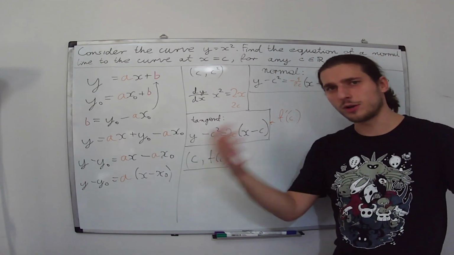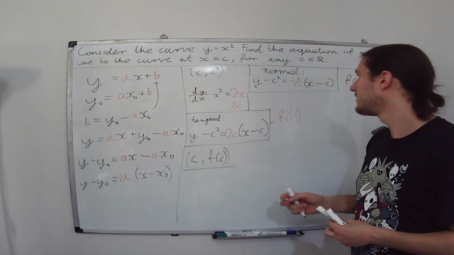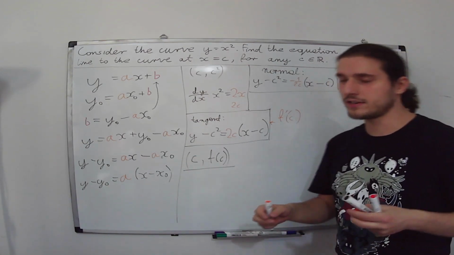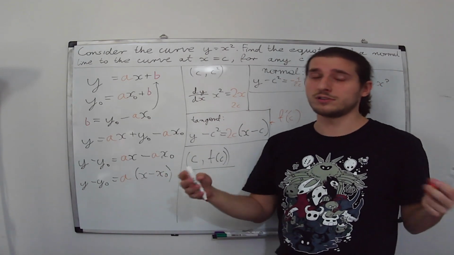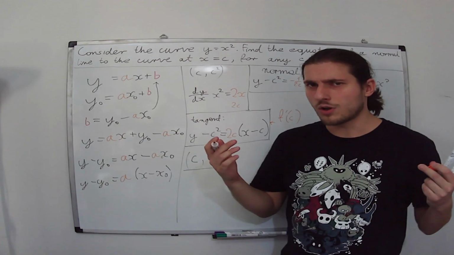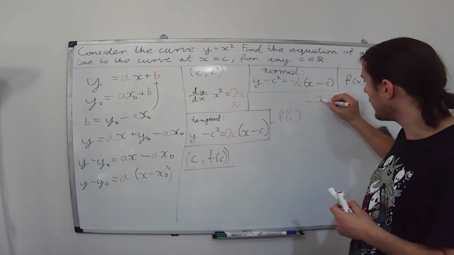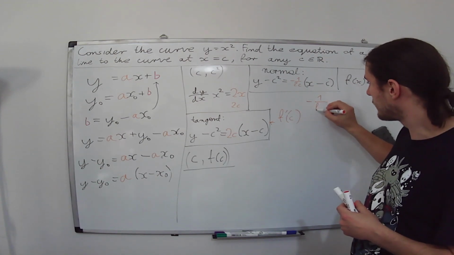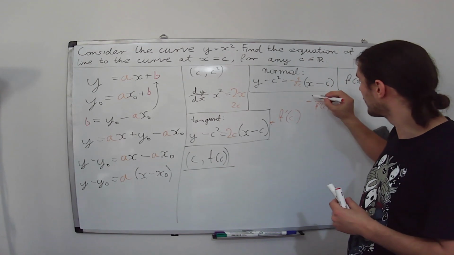Okay, we can follow it further. What about the normal line? Well, we know that the gradient of a normal line is the negative reciprocal of the gradient of a tangent. So all it is basically is minus 1 over the derivative of the function at point c. Right there.